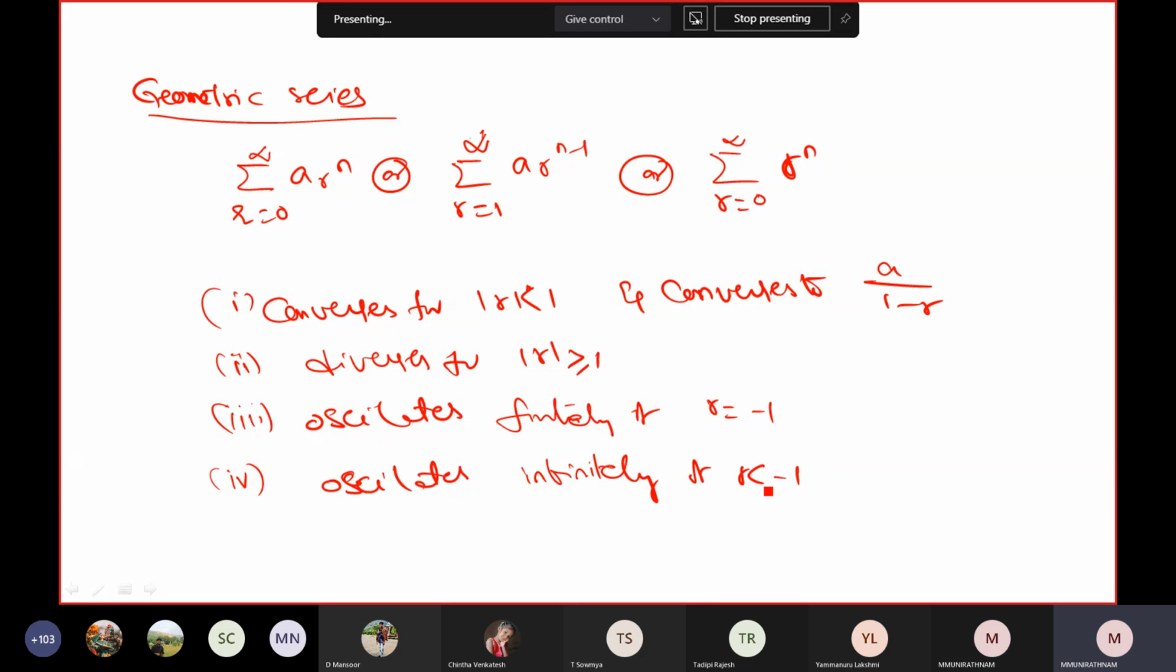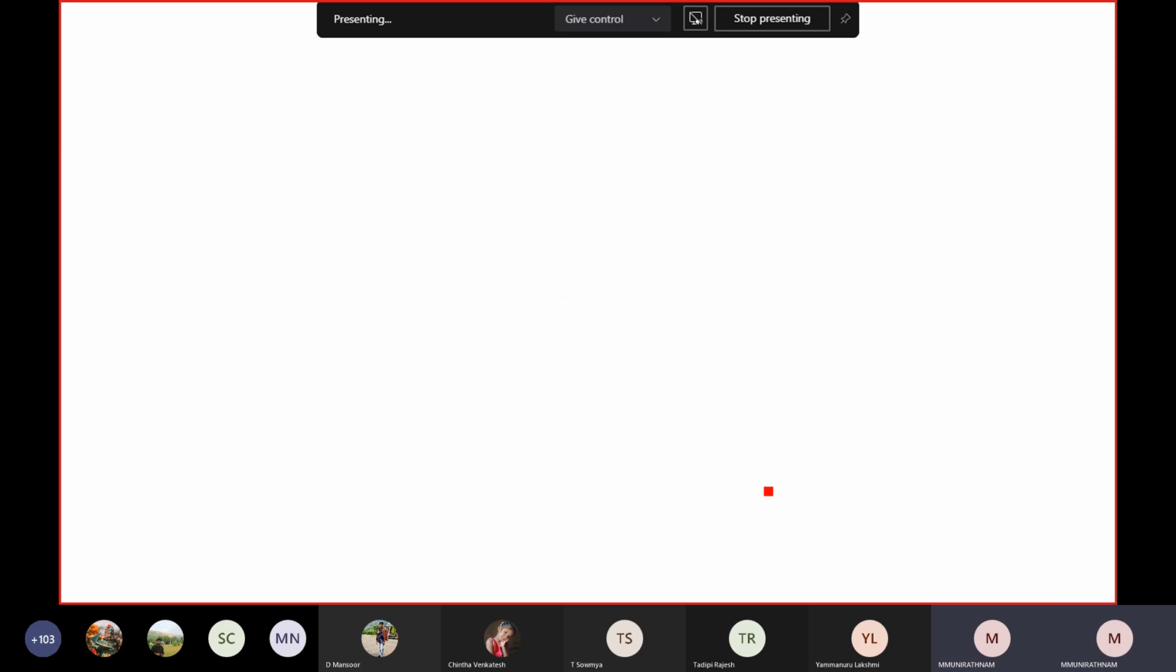Okay, so we'll go for examples of that. Check the convergence of summation n equal to 1 to infinity 1 by 2 into 2 by 3 whole power n minus 1.